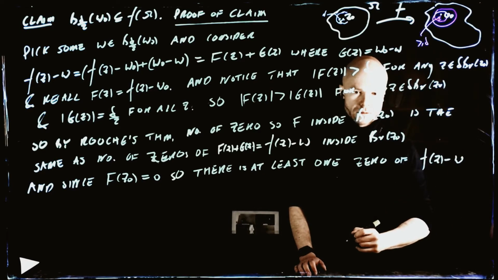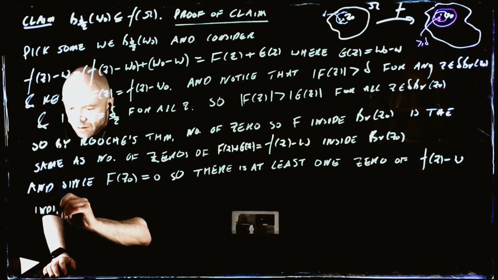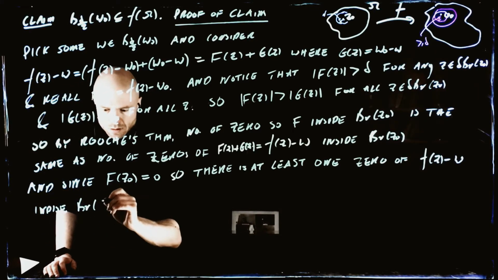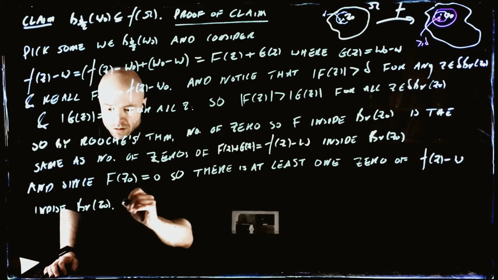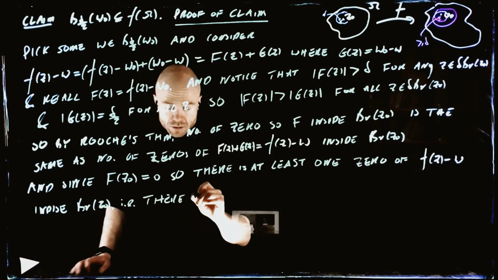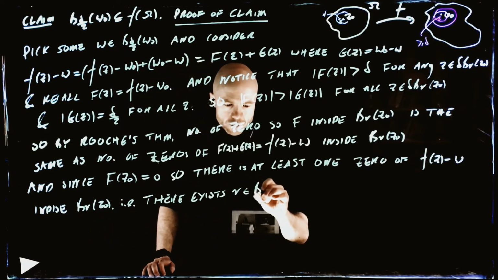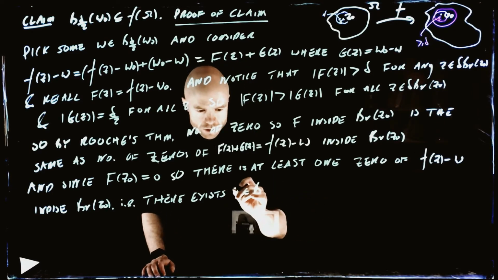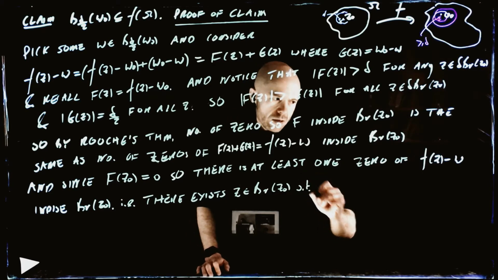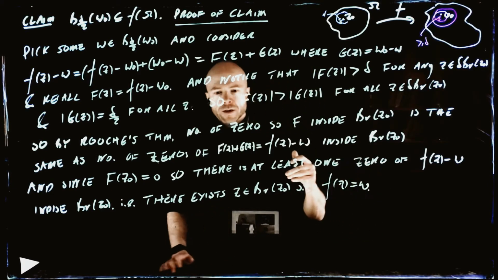Yeah? i.e. there exists Z inside this ball of radius R around Z0 such that capital F of Z is equal to W. And that's it. Yeah?